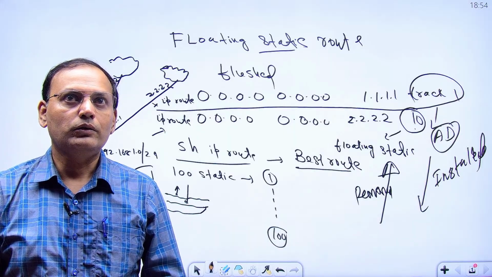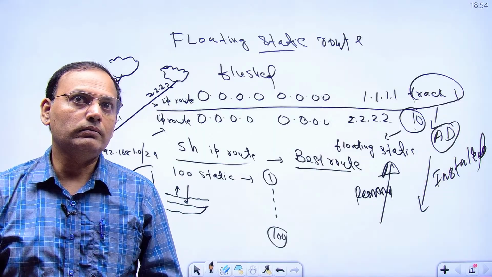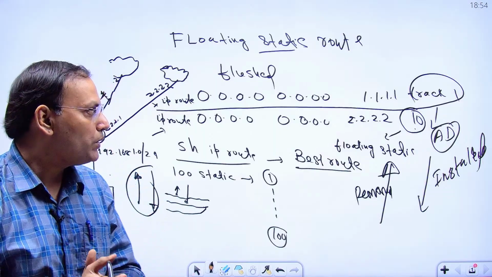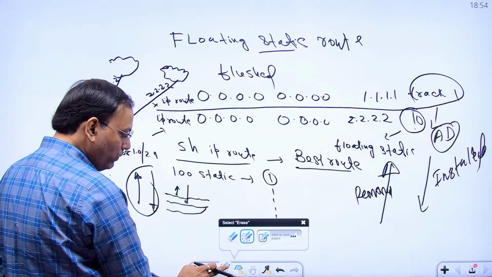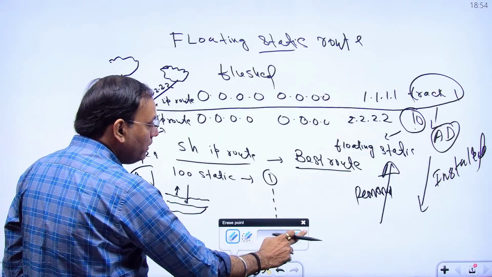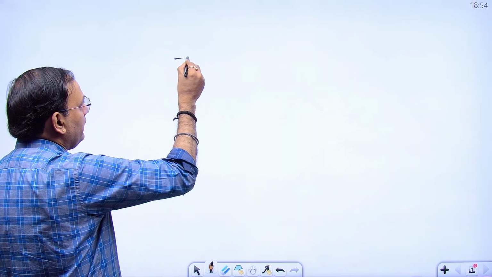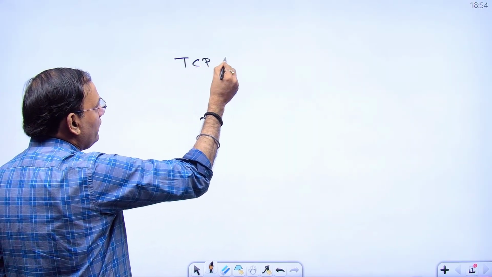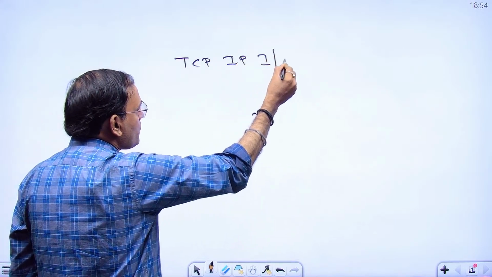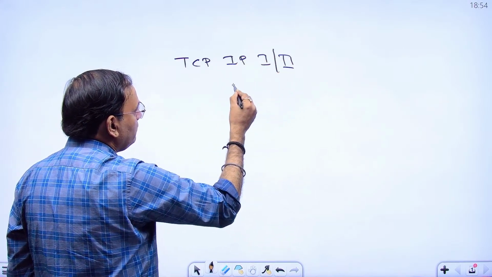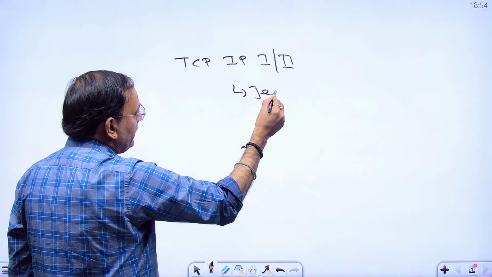So if anyone asks you about floating static routes, what I will tell all of you who are watching or who will watch: in TCP/IP, there is one book, TCP/IP Part 1 and Part 2 by Jeff Doyle. Try to read this book.